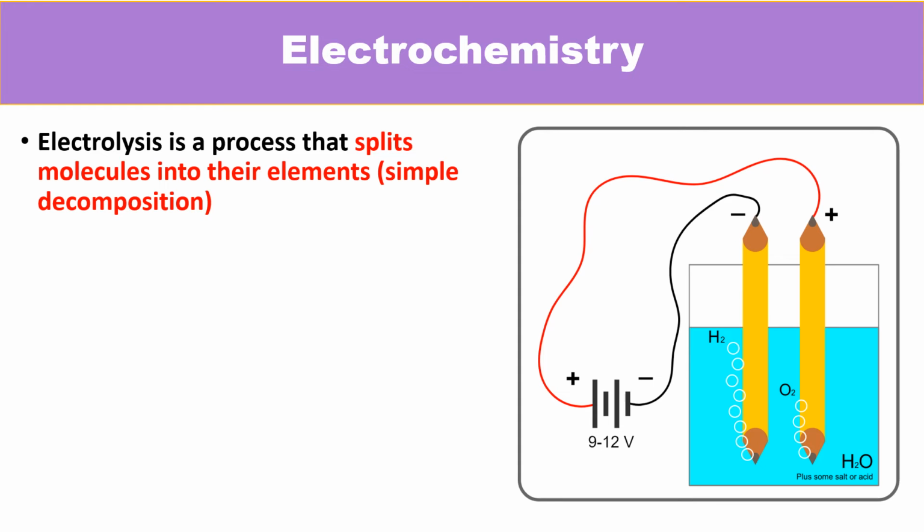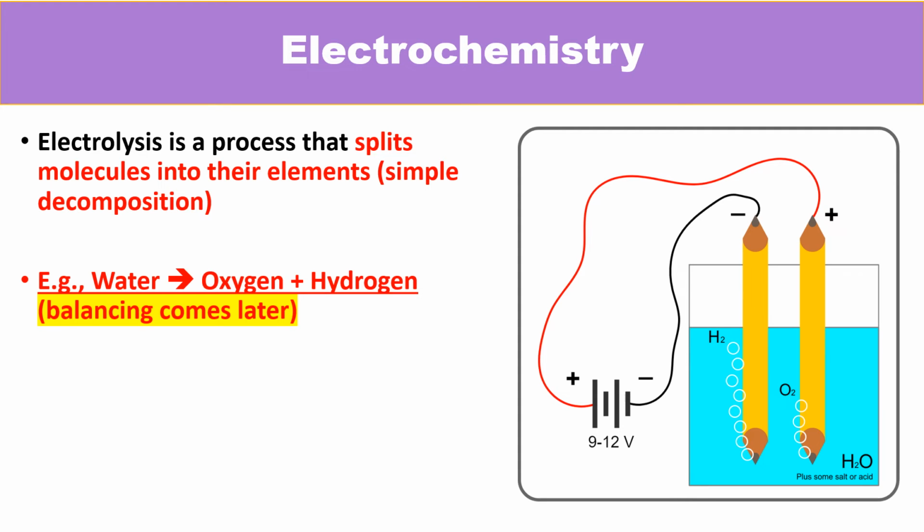electrolysis is a process that splits molecules into their elements. We call it a simple decomposition reaction. So for example, water can turn into oxygen and hydrogen. Balancing part will come out later, so I'm going to go through that after this.